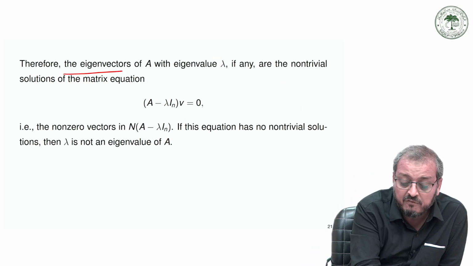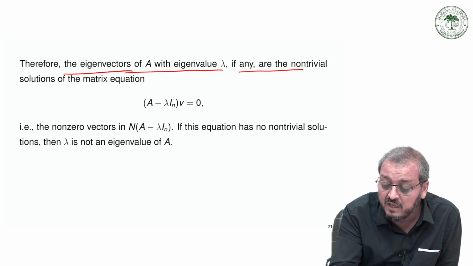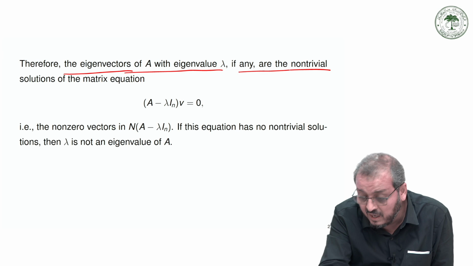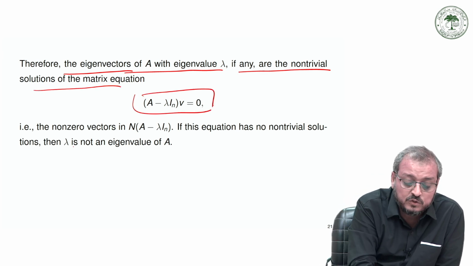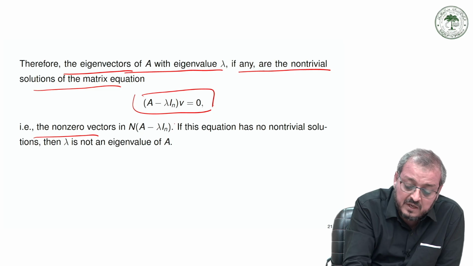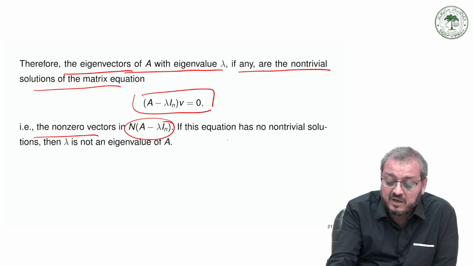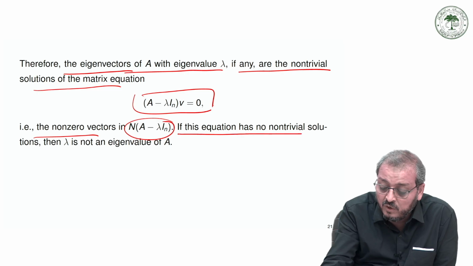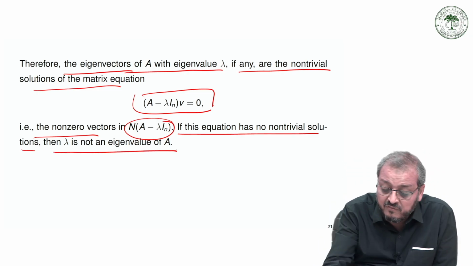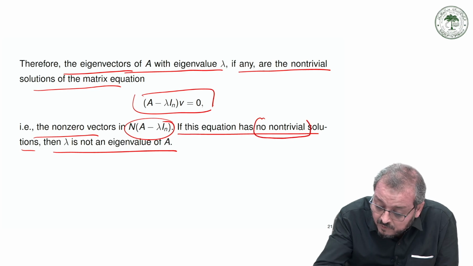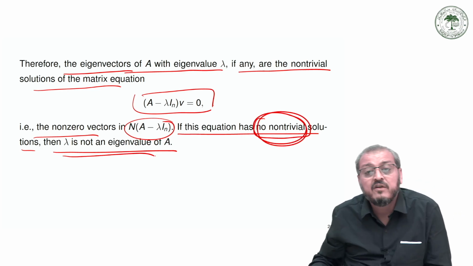Therefore, the eigenvectors of A with the eigenvalue lambda, if any, are the non-trivial solutions of the equation (A minus lambda I) v is equal to 0. So they are the non-zero vectors in the kernel of A minus lambda I. And this is very important: if this equation has no non-trivial solution, then lambda is not an eigenvalue of A.